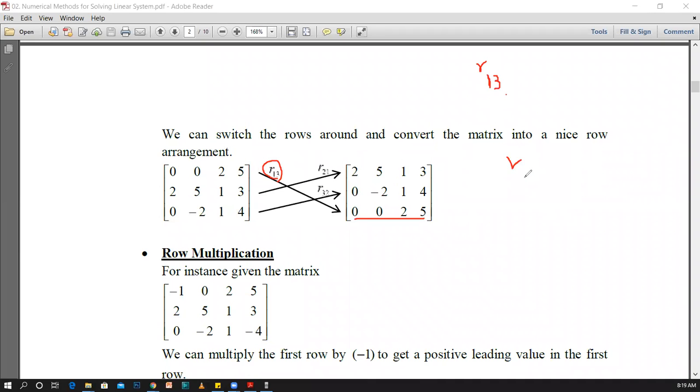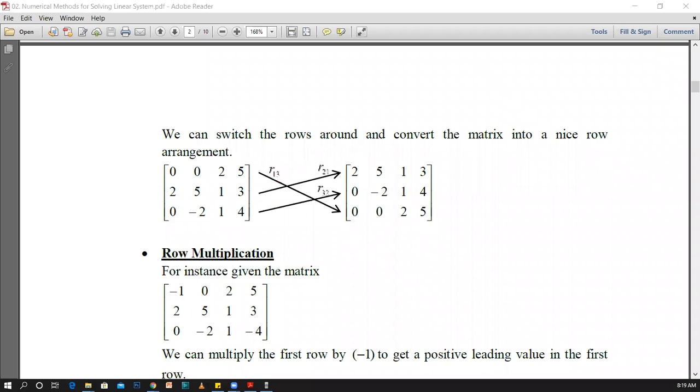And if you consider this, here you can see that row number 2 has switched as row number 1. Therefore, you can write it in this notation: row number 2 has switched to row number 1. Therefore, this is the notation that we use for row switching.